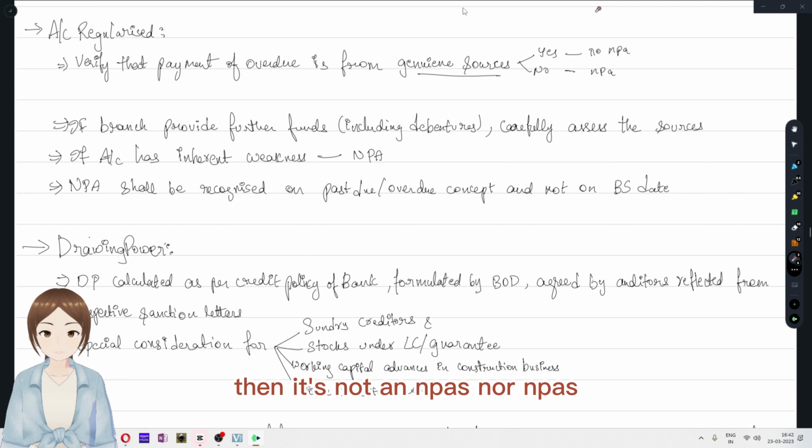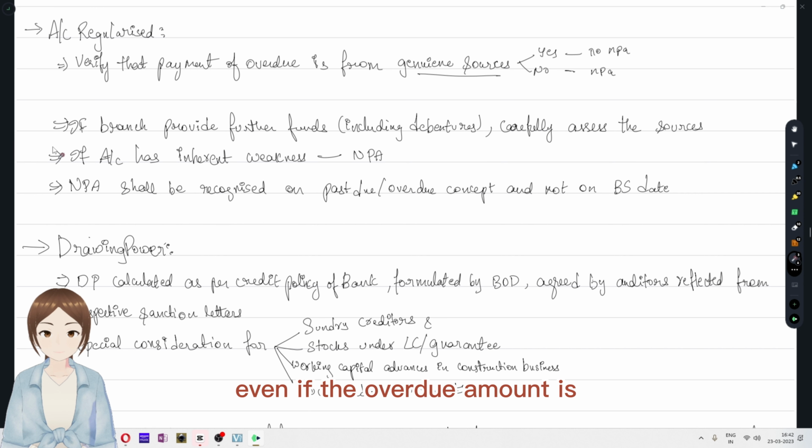If not, you have to recognize it as an NPA, even if the overdue amount is paid by the end of the year. If the branch provides further funds, including debentures, carefully assess the sources. And if the account has inherent weakness, it's an NPA. Inherent weakness is mostly like overdue, or like an overdraft account or a cash credit account.